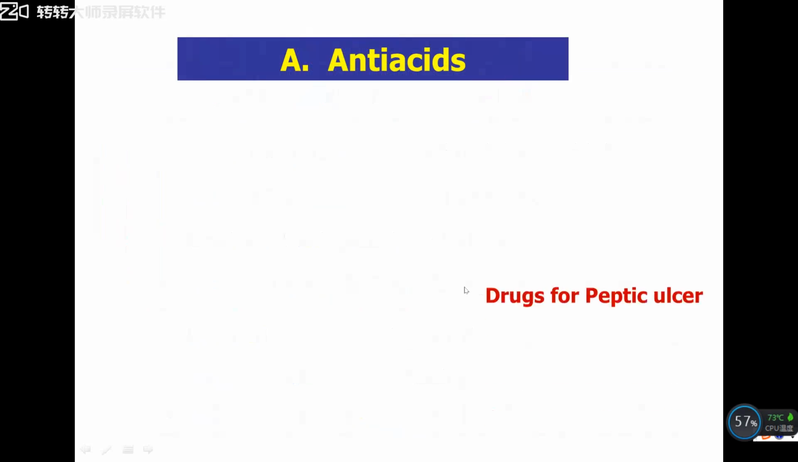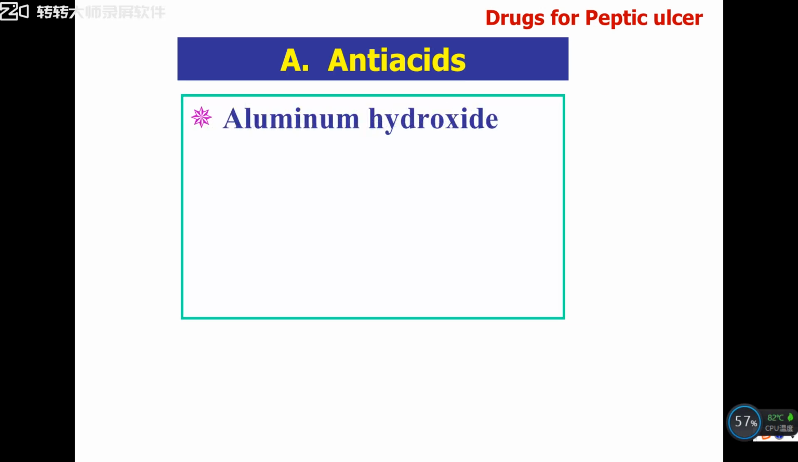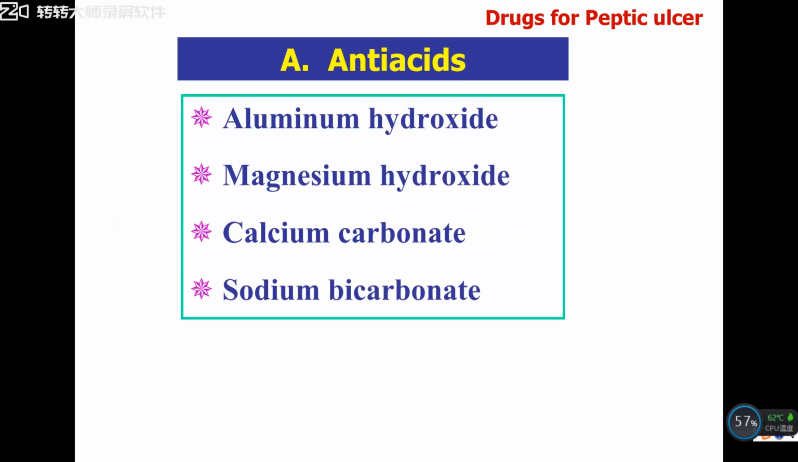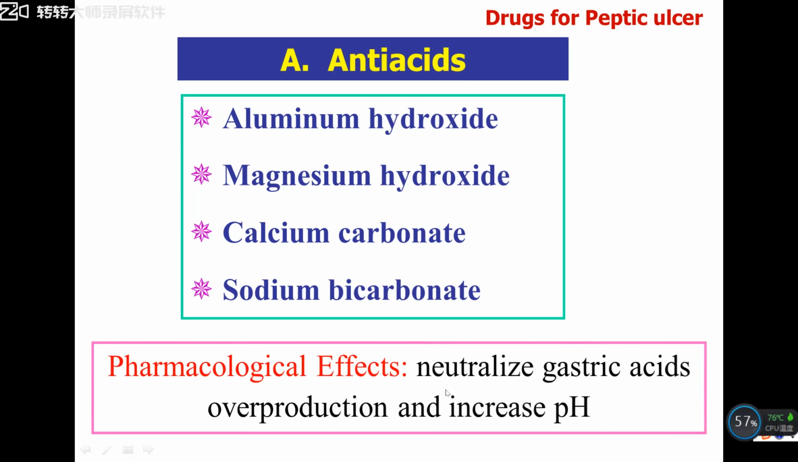Okay, the first kind, anti-acids. Anti-acids include these drugs, such as aluminum hydroxide, magnesium hydroxide, calcium carbonate, and sodium bicarbonate. These drugs treat ulcer very easily because they are basic. They neutralize gastric acid overproduction and increase the pH value. So they are used to treat stomach problems and peptic ulcer.